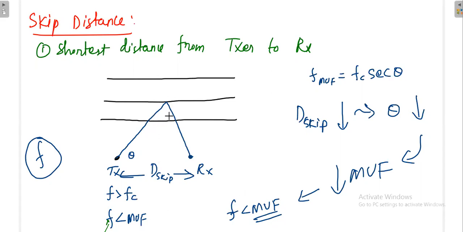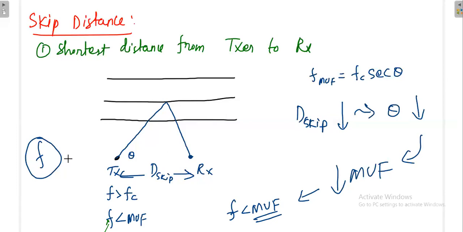Okay, if not, I will go to somewhere else because I do not know from which layer I am getting reflected. Once you decrease your frequency, you will get reflected by some other layer, the bottom layer. Then you are not satisfying this condition. That means you cannot reduce your skip distance. Once you fix your frequency, you are reflected by some layer, then you cannot reduce your skip distance. That means you cannot communicate.